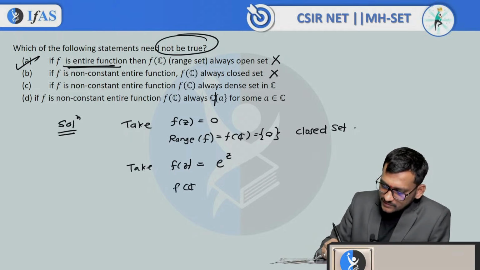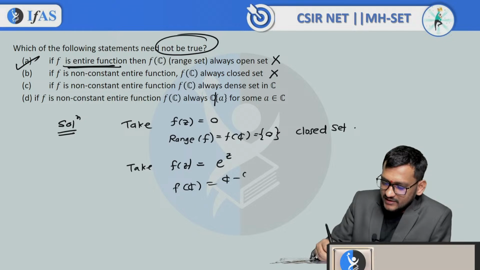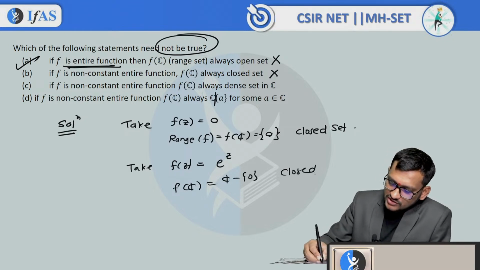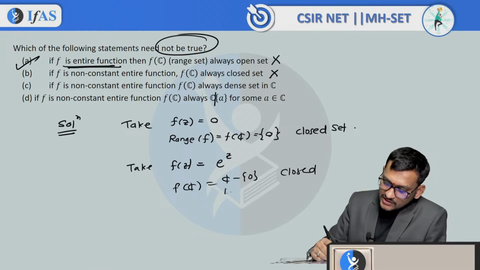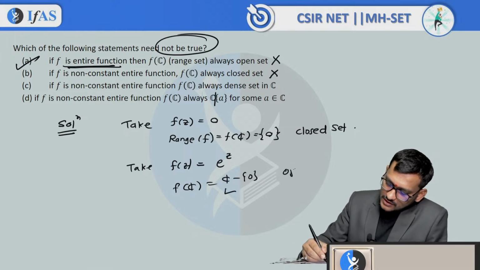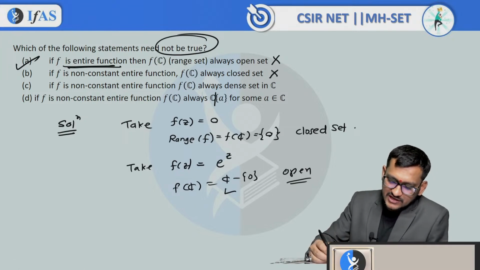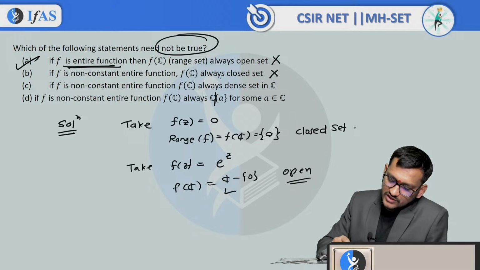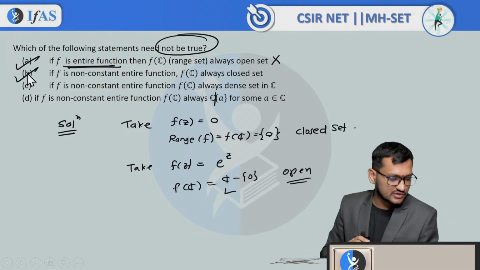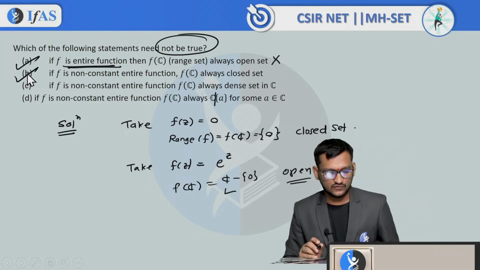So f of C would be what? Range would be C minus singleton 0, and we know that this is an open set, so range is open, and this range is open, cannot be closed. With this we can discard. So non-constant entire function range is always closed, this is false. This will also be a false option.